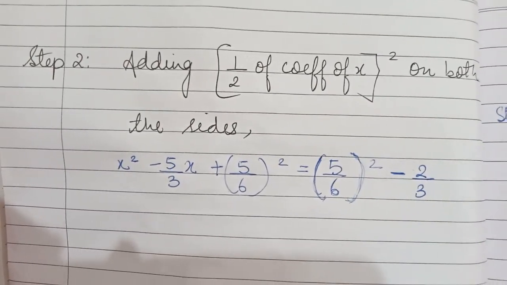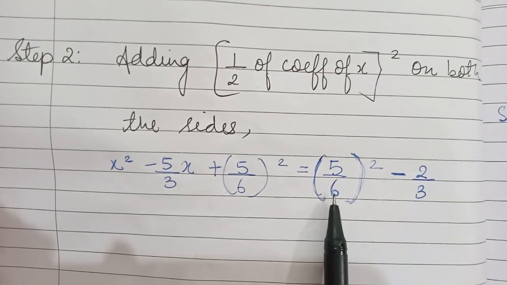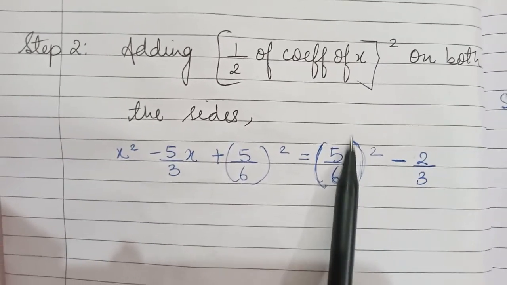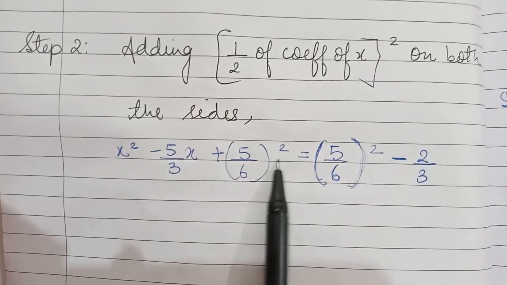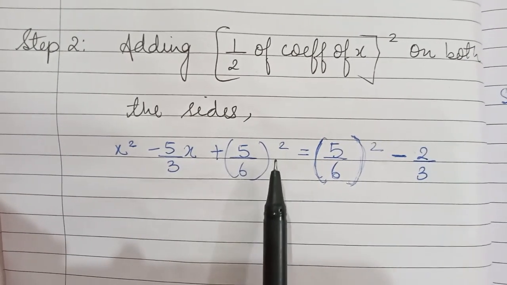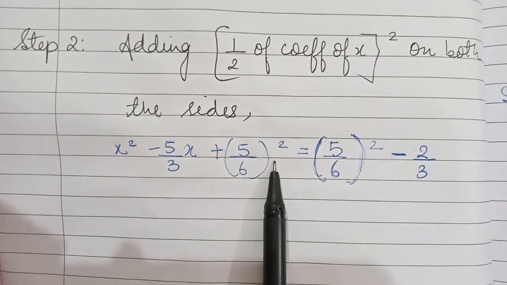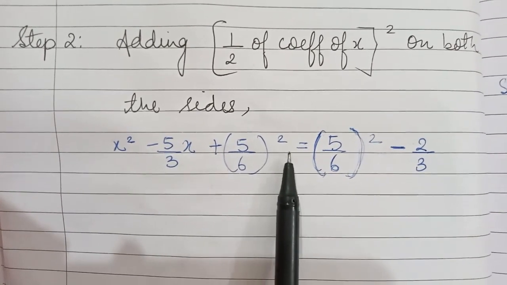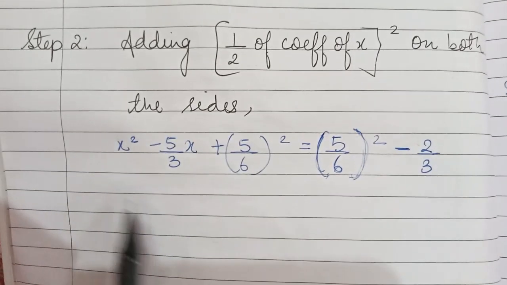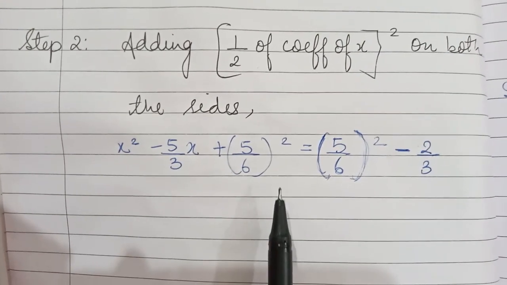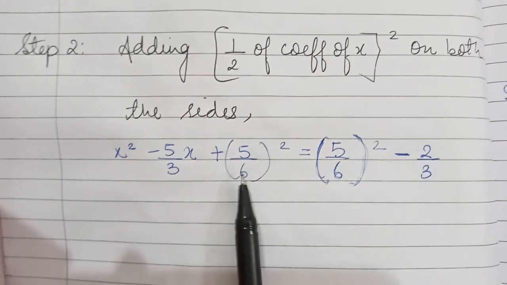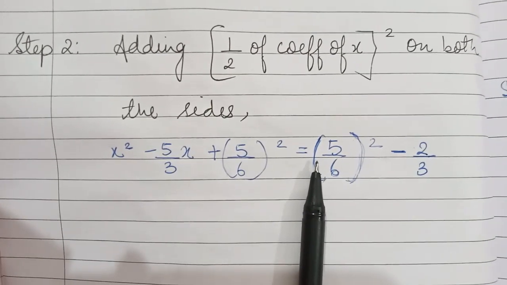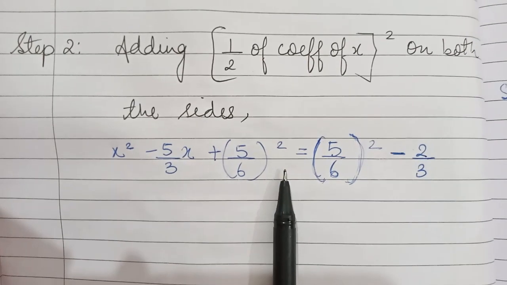Also, the term which is 5 upon 6 whole square, when you shift it to LHS, you will get the minus term over here. So you will get minus 5 upon 6 whole square. So plus 5 upon 6 whole square minus 5 upon 6 whole square will balance the original equation. So you don't have to worry that adding to both sides will change the equation. It will not change the equation. It is going to balance it out on its own.